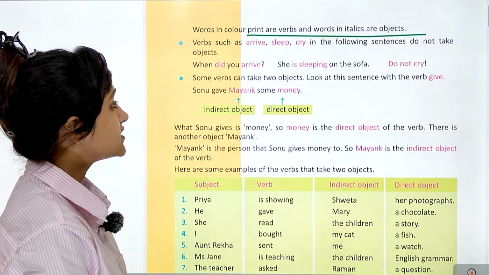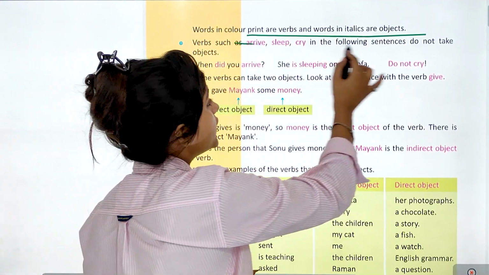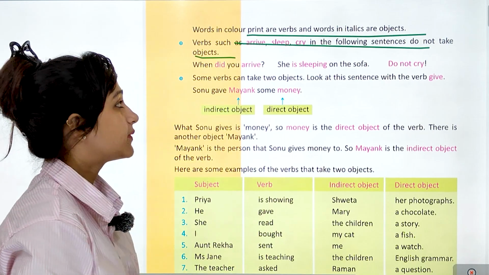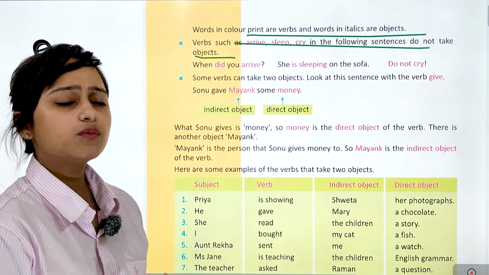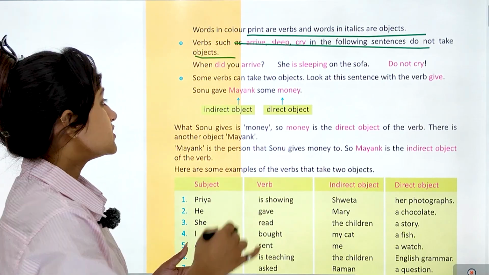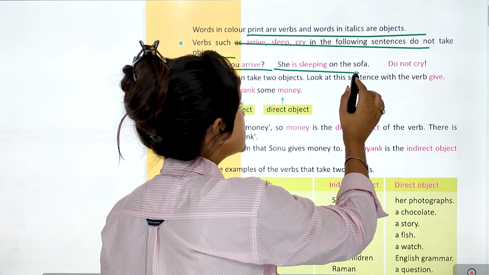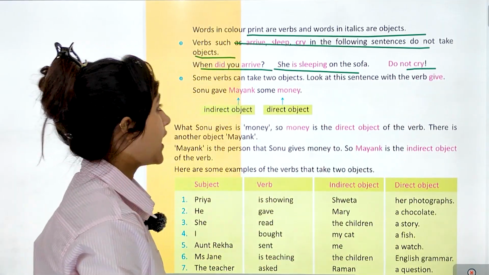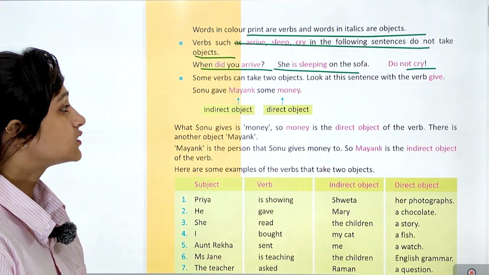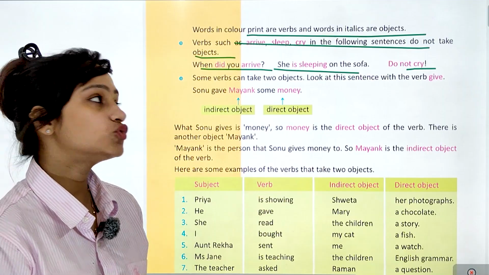Now verbs such as arrive, sleep, cry in the following sentences do not take objects. जो verbs जैसे आपके arrive हो गया, sleep, cry हो गया, ये object नहीं ले रहे. When did you arrive? She is sleeping on the sofa. Do not cry. So some verbs can take two objects. कभी कभी कोई verb two objects ले लेते हैं.